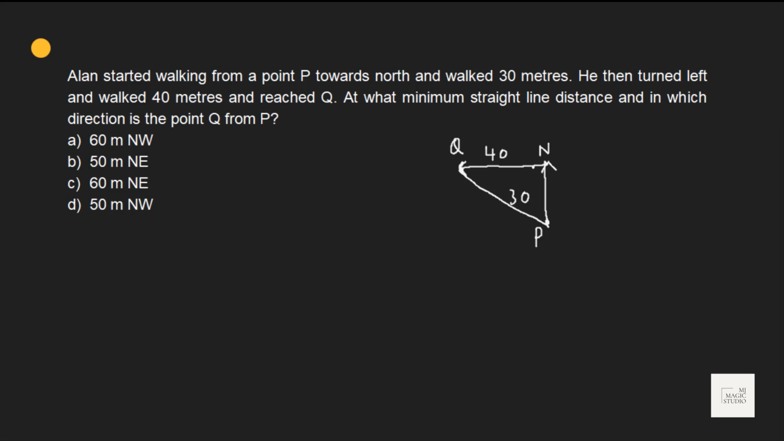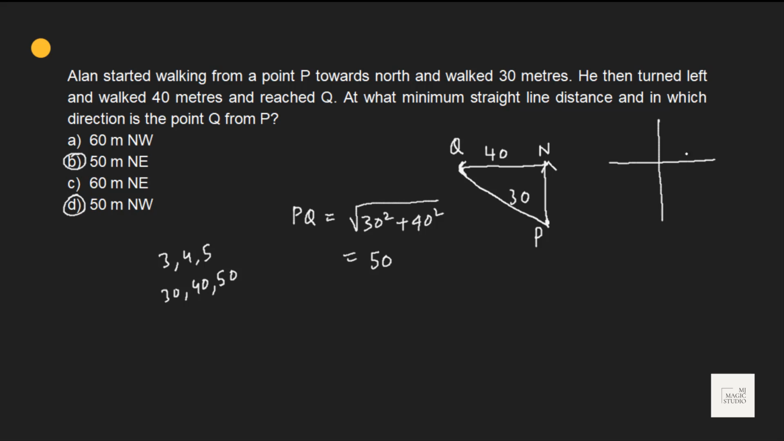We can see that we have a right angle triangle now, and PQ would be simply root over 30 square plus 40 square, 900 plus 1600, 2500, that is 50. Or else 3, 4, 5 are the Pythagorean triplet, that will also help you out. 3, 4, 5, so it should be 30, 40, 50. Straight away it is 50, so either it is option B or option D. Now in which direction is he? He started from this direction, and you started from this direction. You can make coordinates here itself.